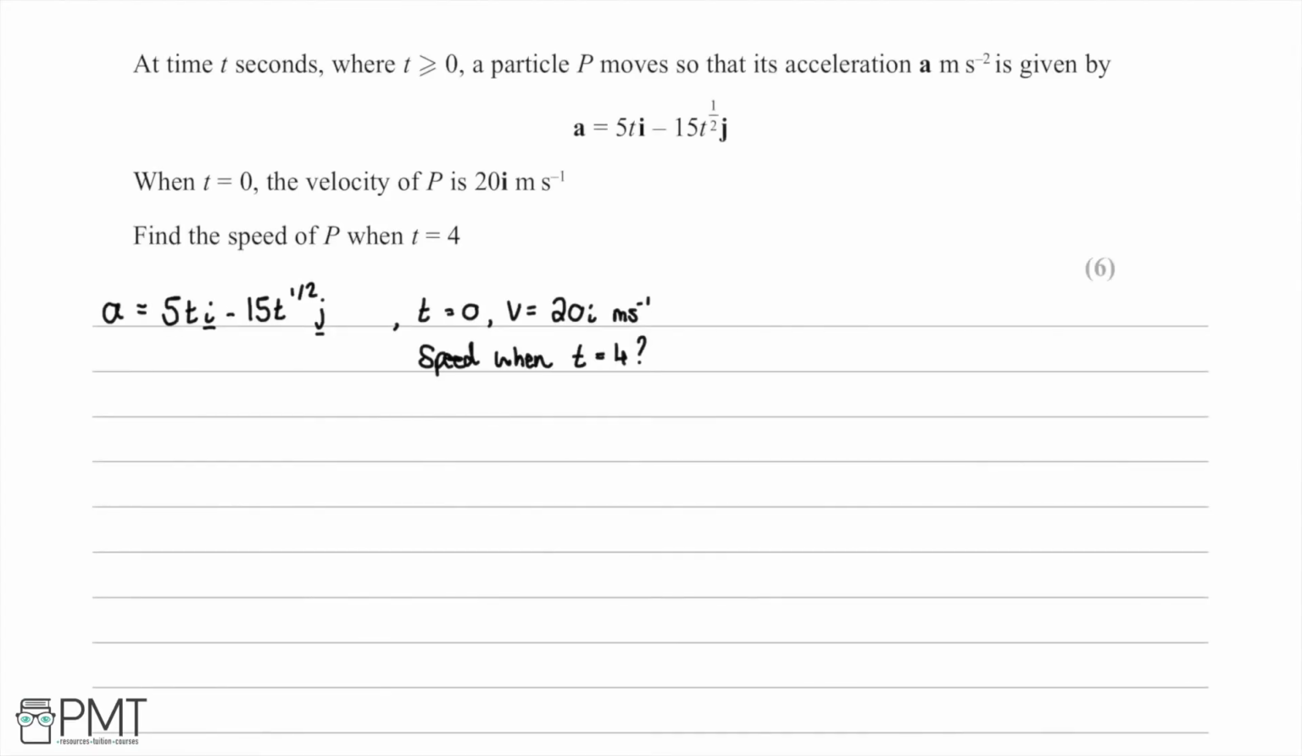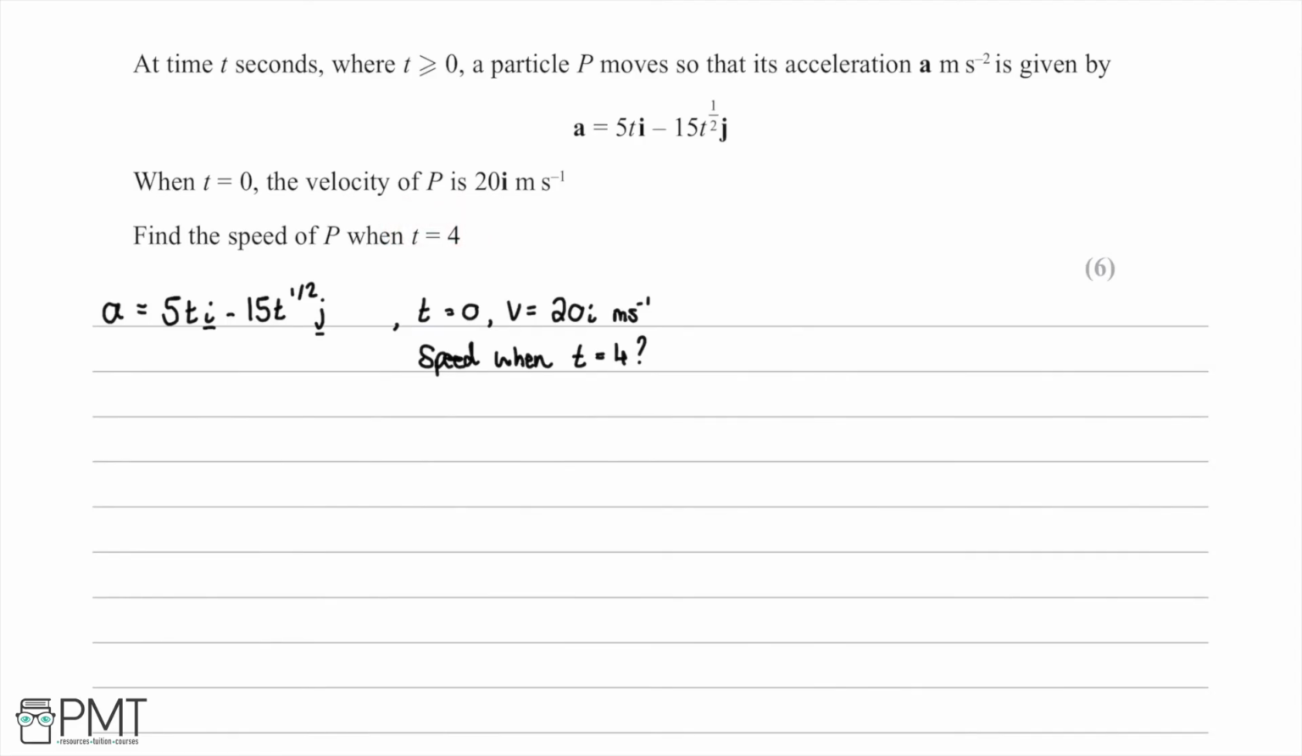So in this question, we're told that at t seconds, where we have a positive t, a particle P moves so that its acceleration, which is denoted by the vector a, and measured in meters per second squared, is given by the following equation. So we have that the acceleration vector is going to be 5t in the i component and negative 15t to the power of a half in the j component. We're given some further information. We're told that when the time is equal to 0, the velocity of the particle is 20i meters per second. And what we're being asked to do is find the speed of the particle P when the time is equal to 4.